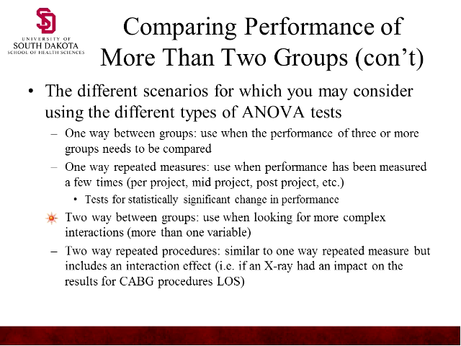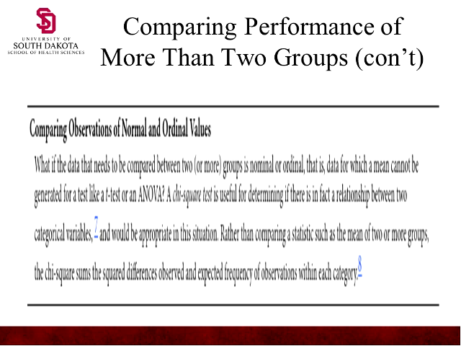Now we could do what's called a two-way repeated measures. That's similar to the one-way repeated measures, but includes the interaction effect. For instance, if an X-ray had an impact on the results for CABG procedures and length of stay. Let's say the X-rays had to be read by a radiologist who wasn't in the hospital, and they had to be sent out. There was a delay in getting those X-rays back. That would add some length of stay.